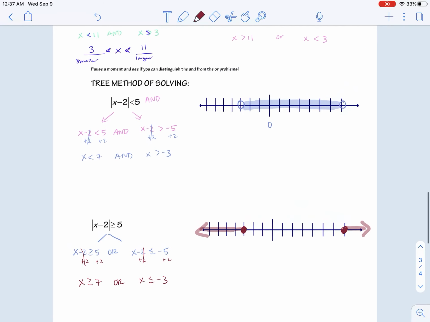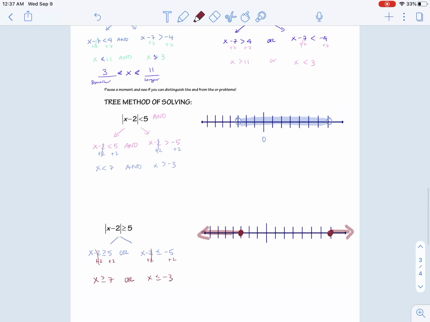What I realize I failed to mention is step 1, isolate the absolute value, is still the first thing you must do, and then determine if it's and or or.